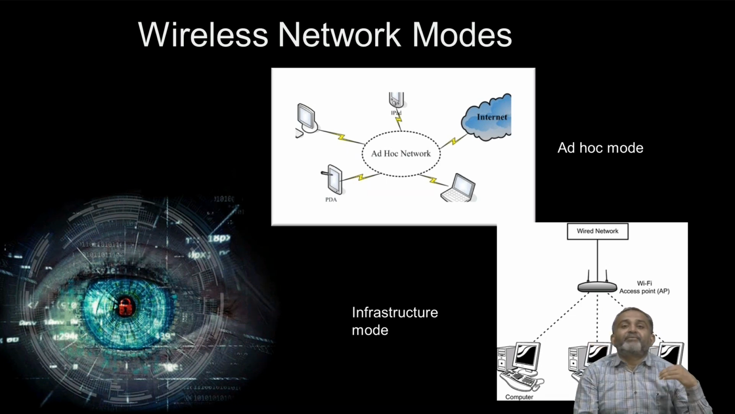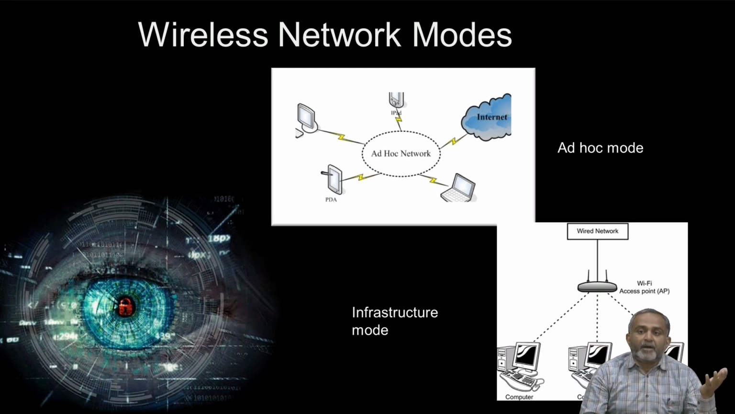Now the wireless network modes. There are two modes, infrastructure mode as well as ad hoc mode. First is the ad hoc mode. Ad hoc mode provides mobility in a true sense. Any user can roam across the wireless range automatically. He can switch the access point also, like in mobile cellular communication.